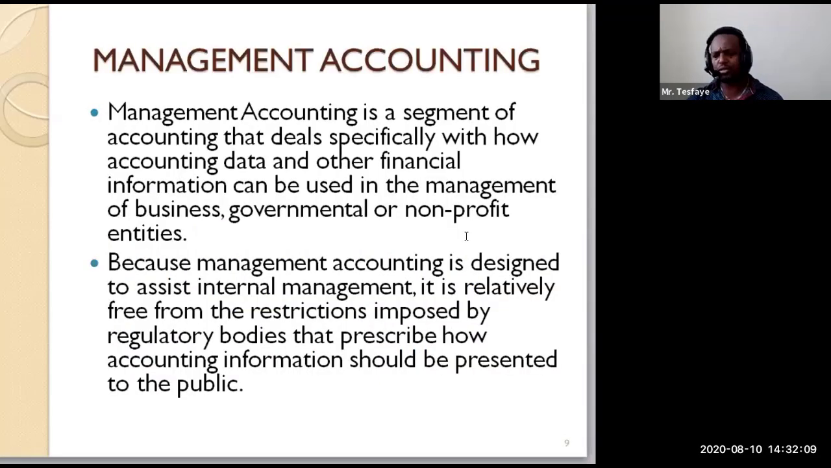So the other important topic here is management accounting. As you can see from your course, the course title is Cost and Management Accounting. So it has the costing aspect and it has the management aspect. So now let us see what we mean by management accounting, and how we will differentiate management accounting from cost accounting and from financial accounting. So let us see first what we mean by management accounting.